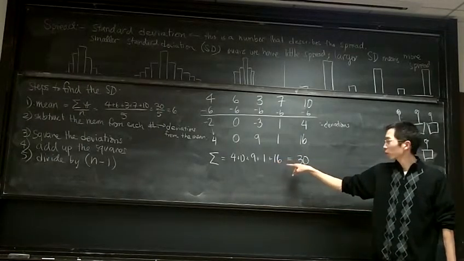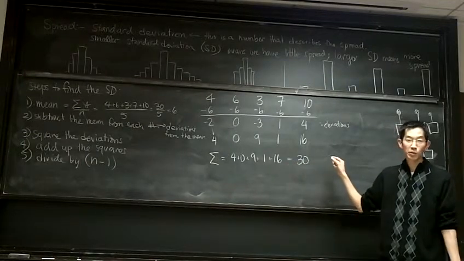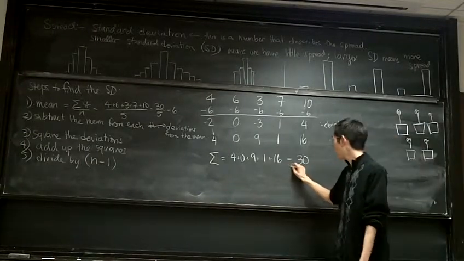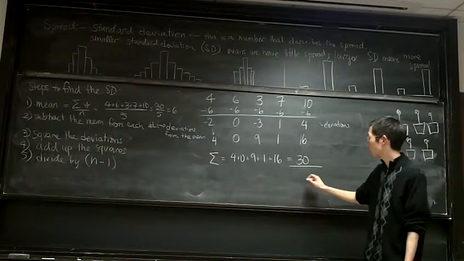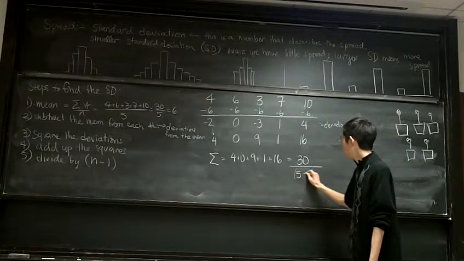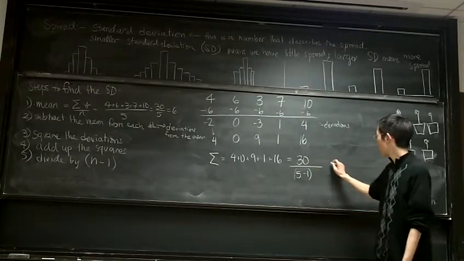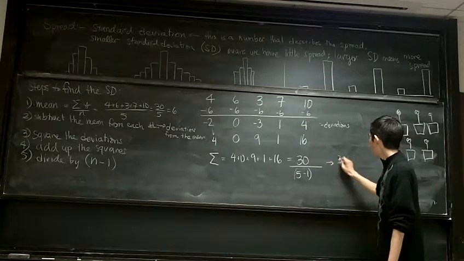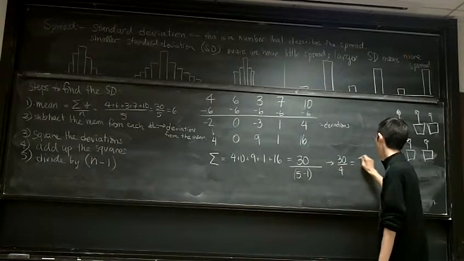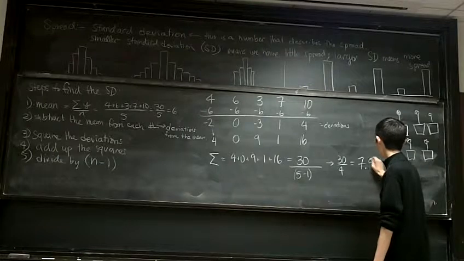Adding up the squares, 4 plus 9 plus 1 plus 16, that adds up to 30. All right, and then the next step is we divide by n minus 1. So in this case, 5 minus 1 is 4, so I get 30 divided by 4 is equal to 7.5.